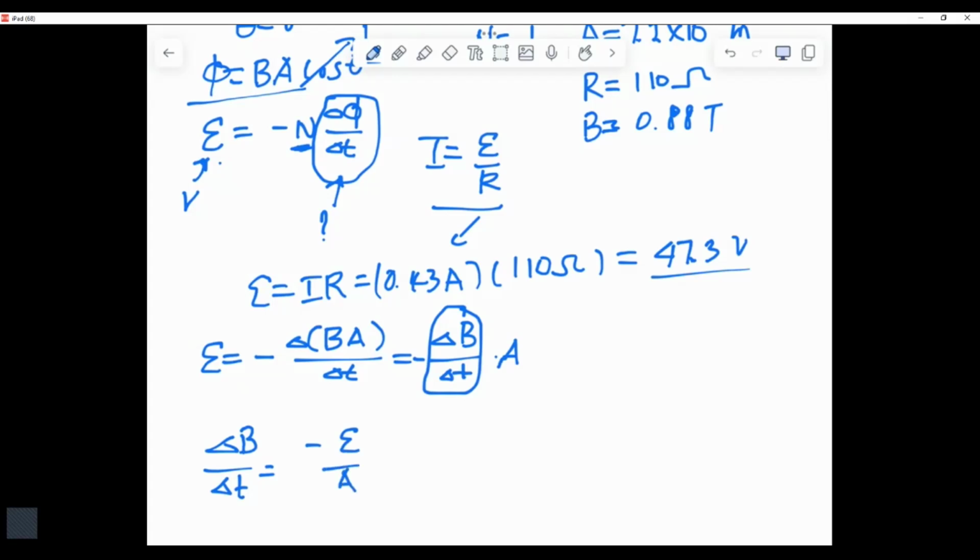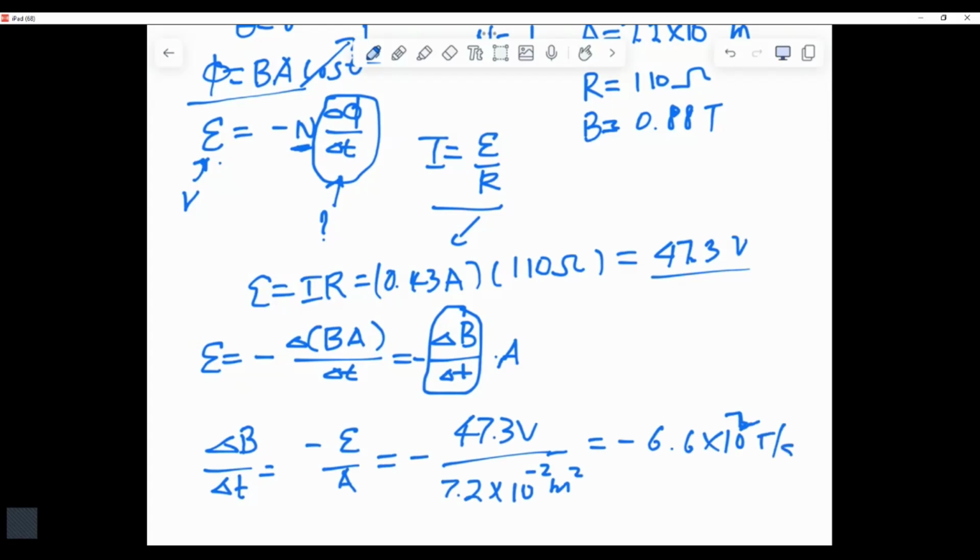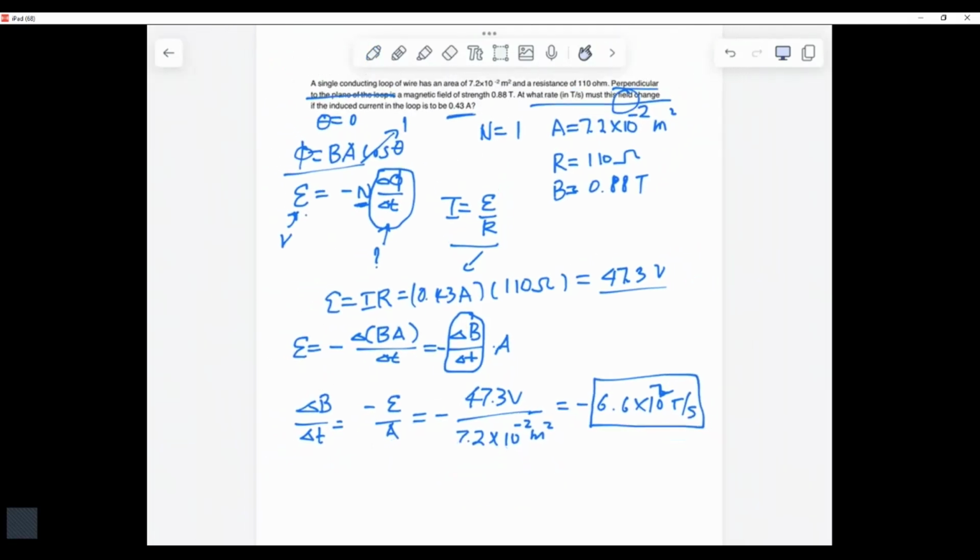So this is minus 47.3 volts divided by 7.2 times 10 to the minus 2 meter square, and that will be equal to minus 6.6 times 10 to the second Tesla per second. Now we are just looking for the rate of this changing, so we are looking for just the magnitude. So just the magnitude will be that. You can ignore the negative sign. All right, so that's that one.